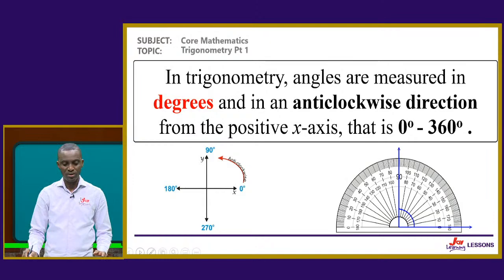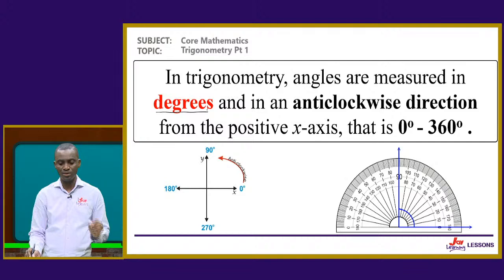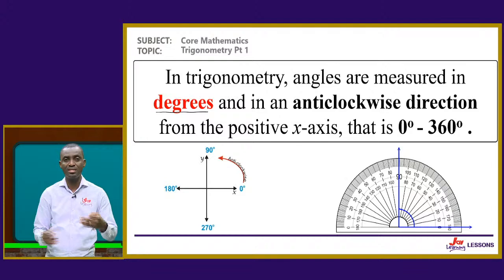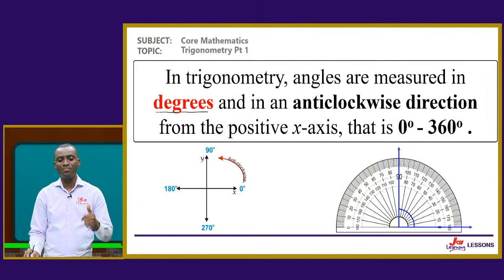In trigonometry, angles are measured in degrees. Very important. Angles are measured in degrees and in an anti-clockwise direction. Very important to take note of this, because when we are dealing with trigonometry, we deal with angles. And when we are dealing with vectors and bearings, which we've already taken, we also deal with angles and measurement. So we learned from bearings. That was our last meeting.